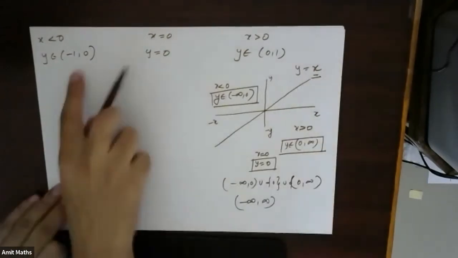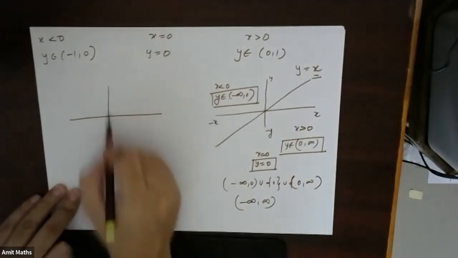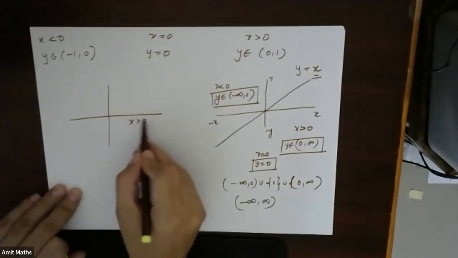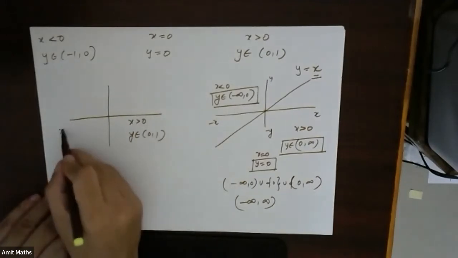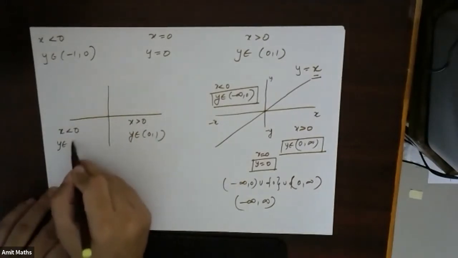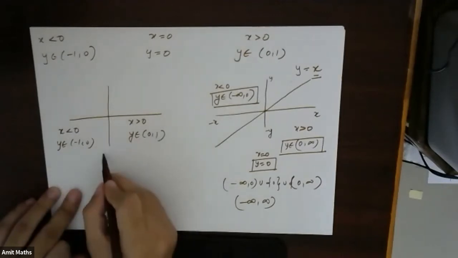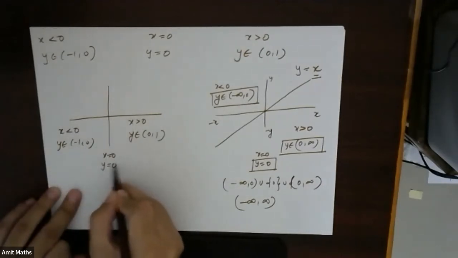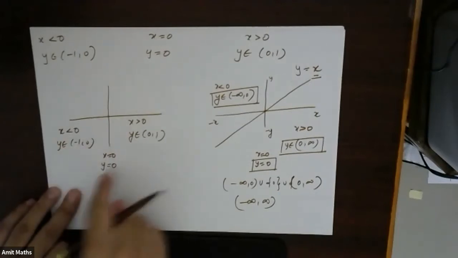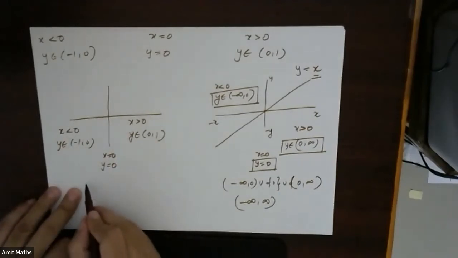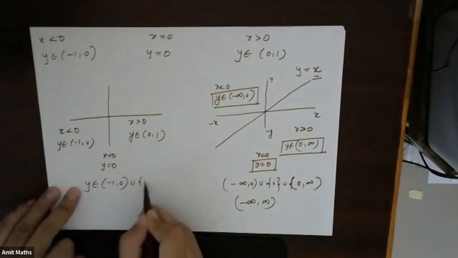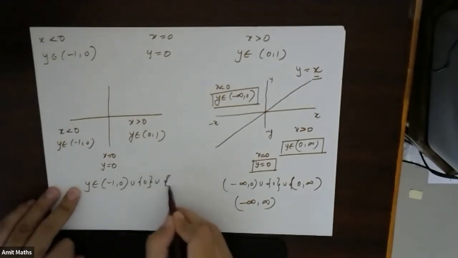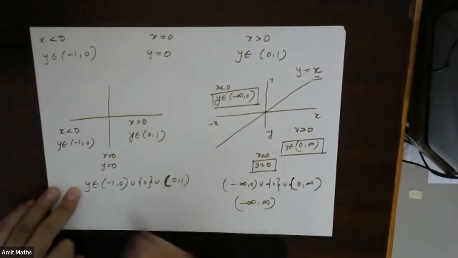Similar thing I'm doing here. For x greater than 0, y belongs to 0 to 1. For x less than 0, y belongs to -1 to 0. And for x equal to 0, y is equal to 0. If I take the union of all these three parts, what will I get? y belongs to -1 to 0 union 0 union 0 to 1. So this becomes y belongs to -1 to 1.